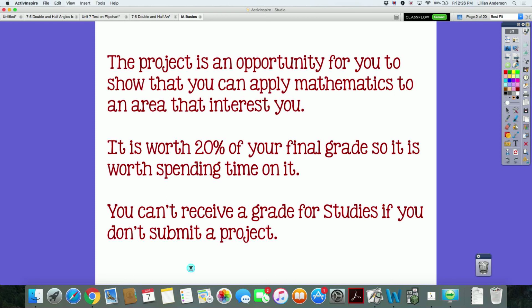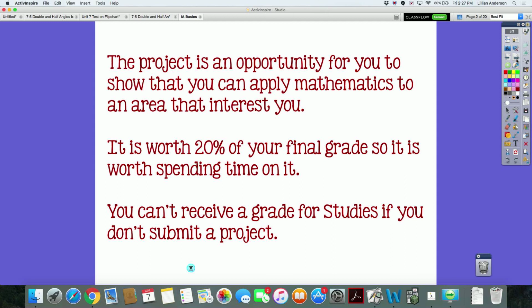Okay? So the IA, also known as a project, is an opportunity for you to apply the mathematics to an area that interests you. The key thing is that it has to interest you because there's nothing worse than sitting down and reading an IA that is boring. If it's of interest to you, you'll put more effort and energy into it and it will read that way. It is worth 20% of your final grade for this course.